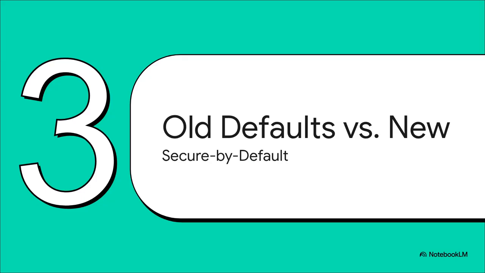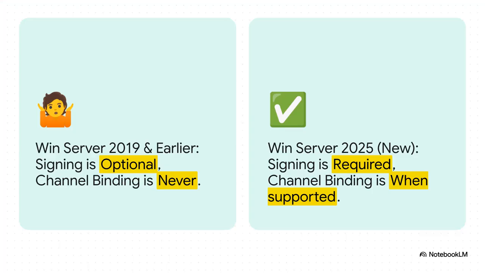Now, this technology isn't new. So what is new? What's the big deal? Well, that brings us to the real heart of this whole story, the critical shift to making security the default setting from the get-go. And here's where you can see the huge change. In Windows Server 2019 and everything before it, the defaults were just dangerously permissive. Signing was optional, and channel binding was basically never used. But now, with new deployments of Windows Server 2025, that's flipping. Signing is now required, and channel binding is turned on whenever it's supported. Microsoft is finally making security the default, not some optional extra.